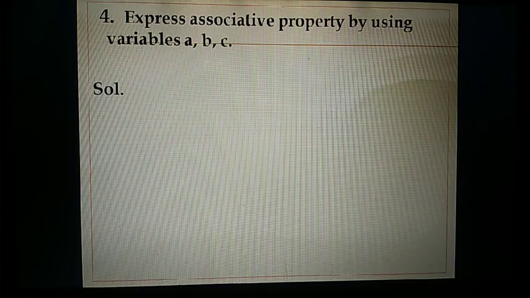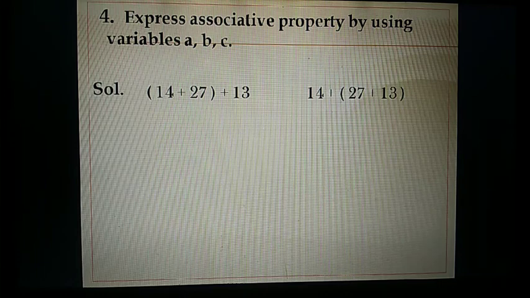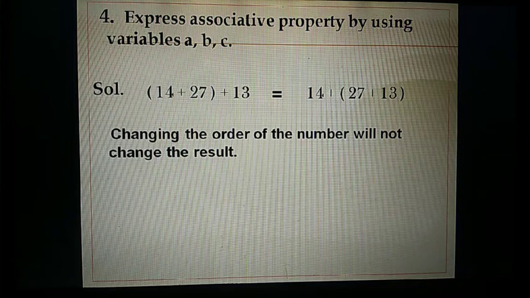Next question, we are supposed to express associative property by using variables a, b, c. Now what is associative property? Let's take 3 numbers which we are supposed to add. Adding the first 2 numbers given in the bracket, then adding 13 to it, you will get an answer. Similarly, now changing the grouping, adding 27 and 13 first, then adding the answer to 14. Again the answer is same. So changing the grouping of the numbers will not change the result.